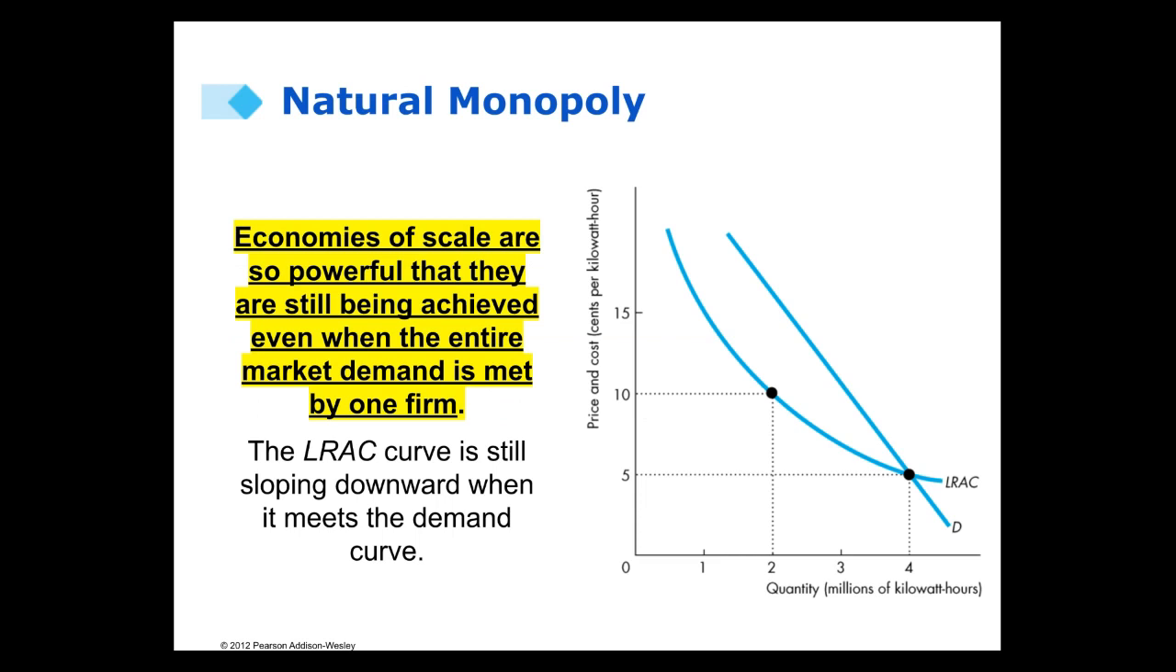And this is what happens in a natural monopoly. The economies of scale are so powerful, they're still being achieved when the entire market demand is being met by a single firm. So if the market demand is 4 million kilowatt hours, one firm can provide that at the lowest cost. The economies of scale are very powerful here and are still declining when only one firm is providing the entire market demand. So it makes economic sense to have one firm produce it. This is the case of a natural monopoly.